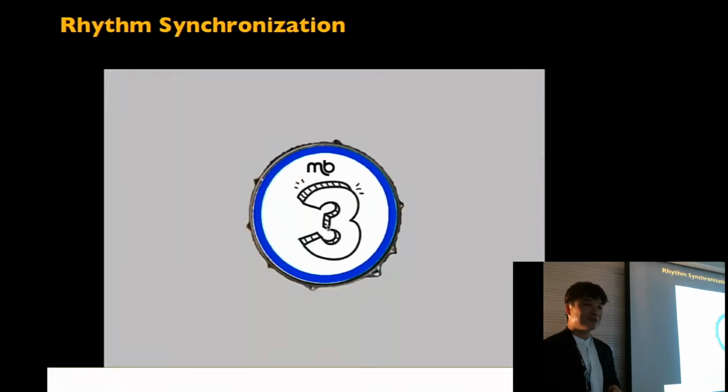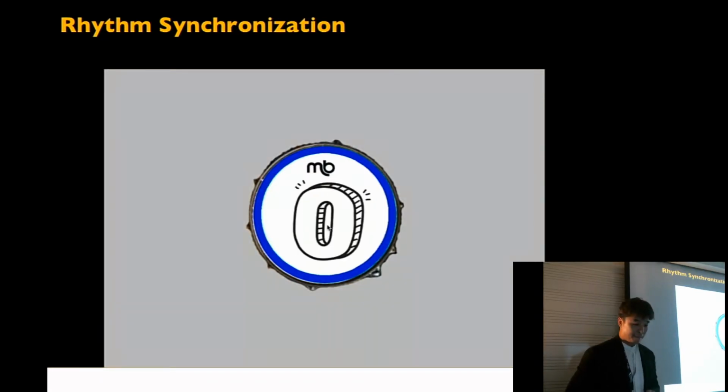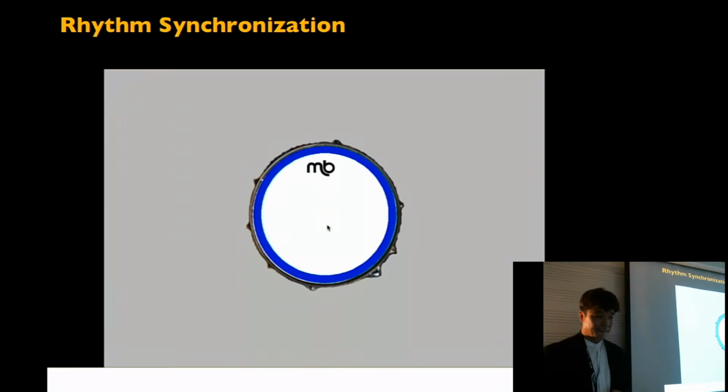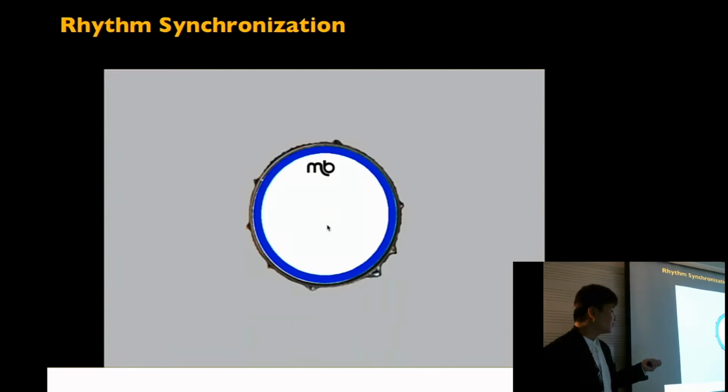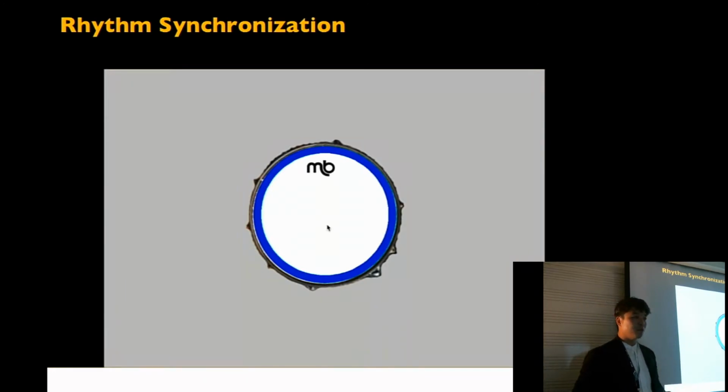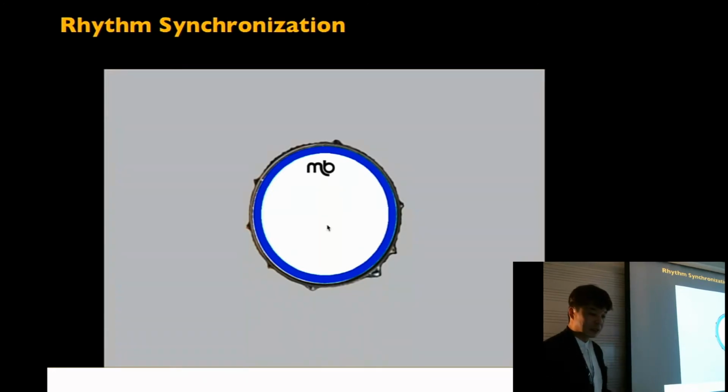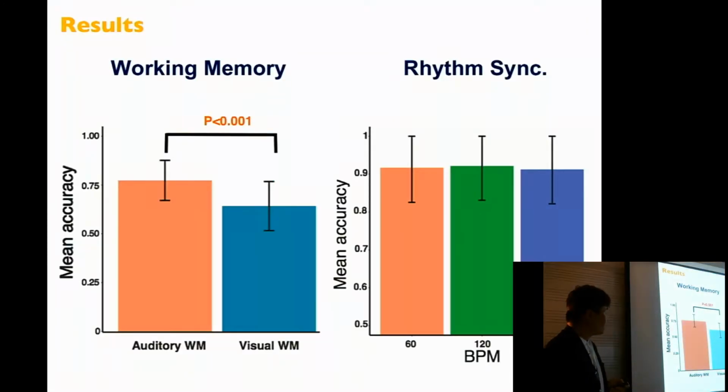And this is an example of a rhythm synchronization task. It's from one of the conditions, a 120 BPM. We developed this simple app and installed it on the computer. Kids just hit the keyboard in response to the metronome sound. All right, here's the result.